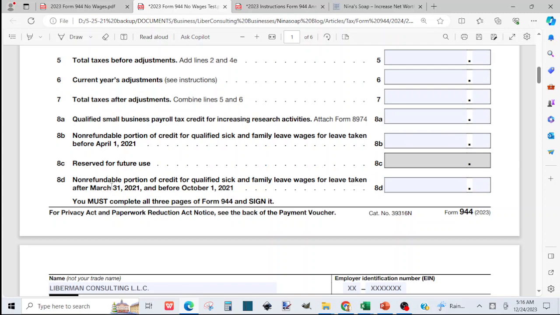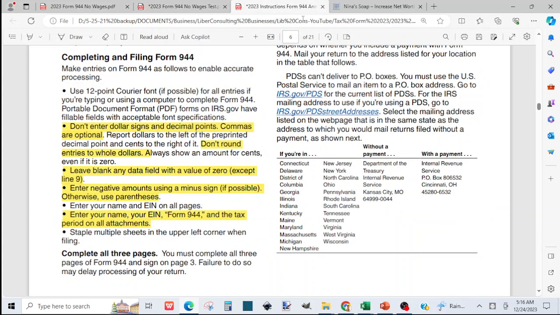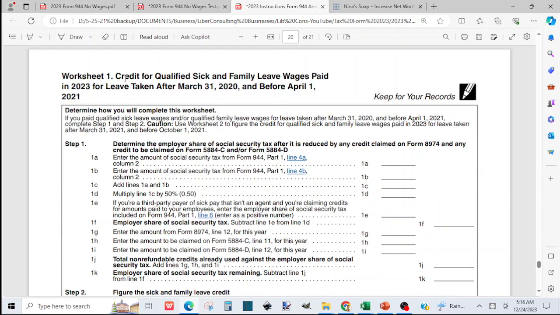Line 8D, non-refundable portion of credit for qualified sick and family leave for leave taken after March 31, 2021 and before October 1, 2021. So if it does not apply to you, you leave it blank. If it does apply to you, then you go to the instructions, and at the end of the instructions, you have a worksheet there that you can use for the refundable and non-refundable credits to take.